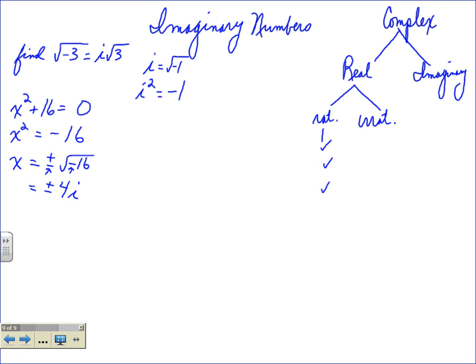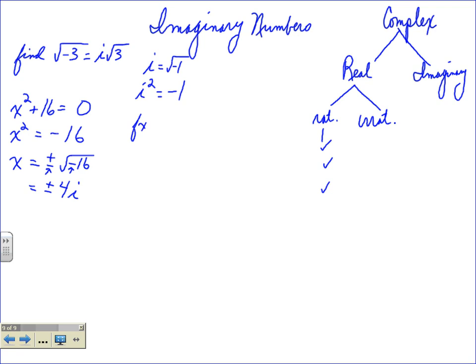Would that be 4i squared? Nope. Why would it be just 4i? Because the square root of a negative is i, and the square root of 16 is 4. We haven't dealt with the i squared yet. Let's see how it might work in an equation.